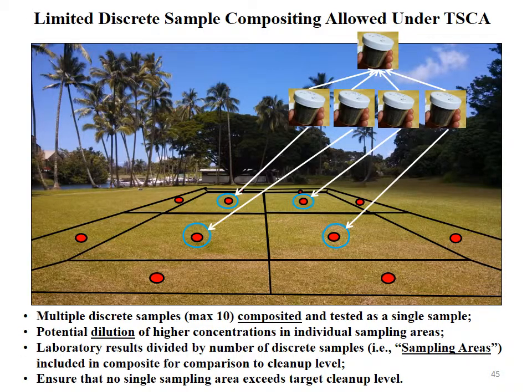Another thing that's allowed under TSCA is limited compositing of discrete samples. In this case, their guidance allows compositing up to 10 different discrete samples from, say, 10 different discrete sampling areas as a single sample. They did this just to help reduce the costs of laboratory analysis. In this case, though, your laboratory data had to be divided by the number of discrete samples, or more specifically the number of sampling areas that were included in that composite, for comparison to a cleanup level. This was to ensure that no single sampling area exceeds a target cleanup level.